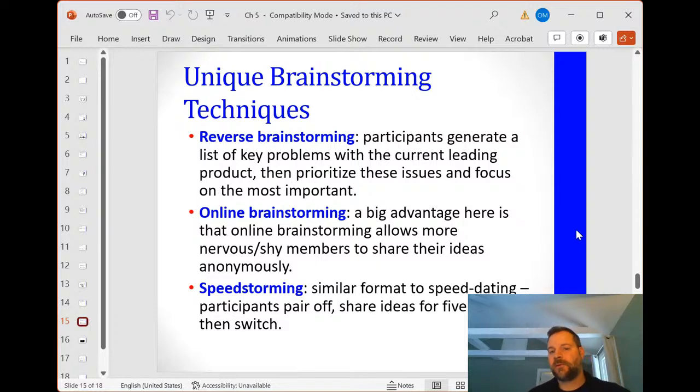And there are different approaches to brainstorming. You can do reverse brainstorming, where participants generate a list of problems. They prioritize these issues and focus on the most important ones. Online brainstorming, where it's a bit more anonymous and everyone can share their own feedback. Or speed storming. It's like speed dating, where participants pair off, they share ideas for 5 minutes, and then they switch.